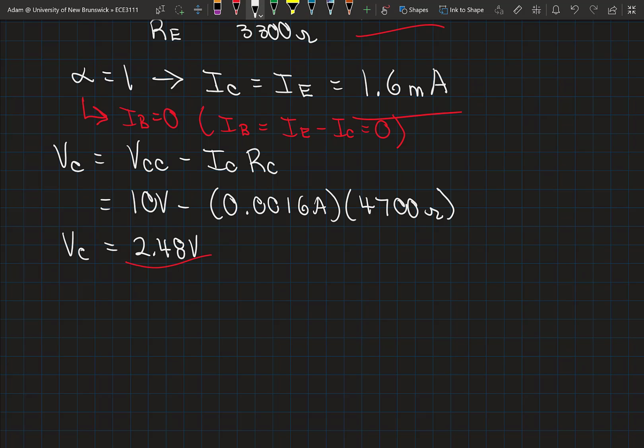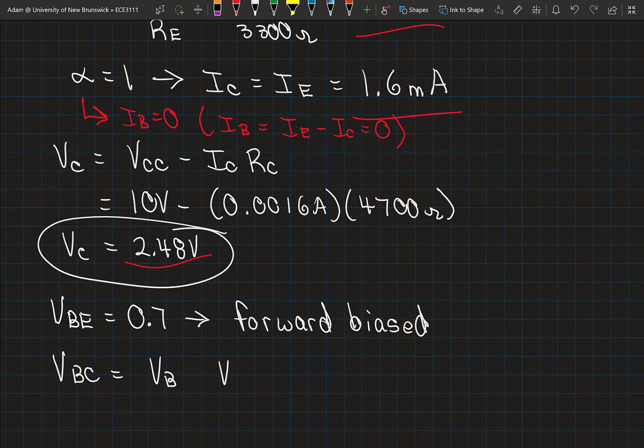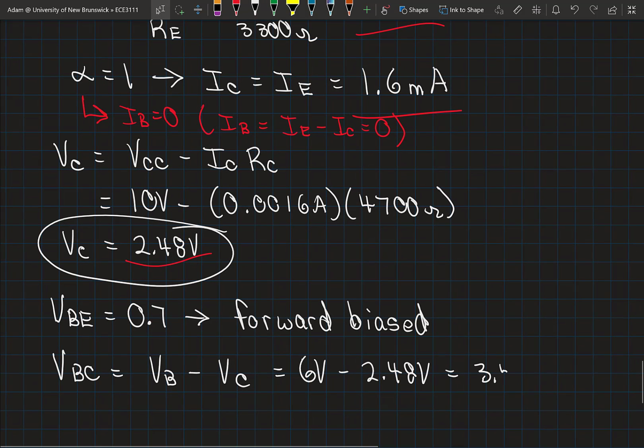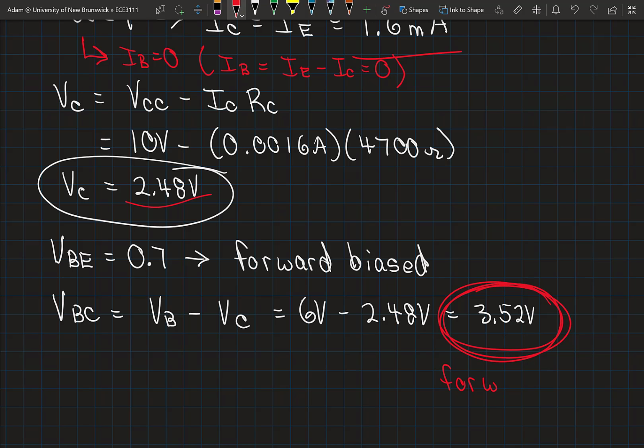Okay, we were told that VBE was 0.7 volts. So right away that was given, and we know that the base to emitter junction was forward biased. But what about the base to collector? We're given that the base was 6 volts, and we just solved that the collector is, let me write this out here, the voltage at the base minus the voltage at the collector is 6 volts minus 2.48 volts. This gives a value of 3.52 volts, positive 3.52 volts. So this is an important discovery here, in that this is also forward biased.